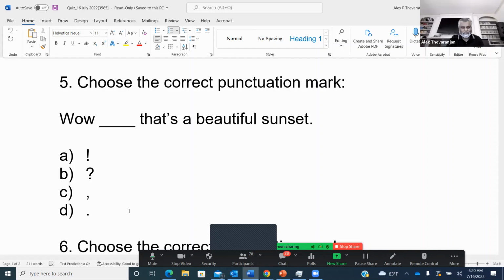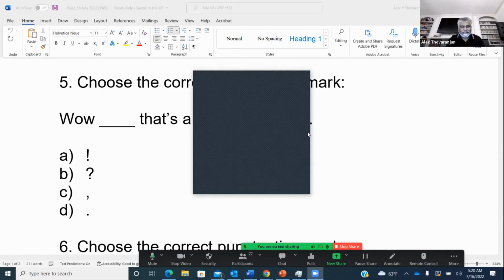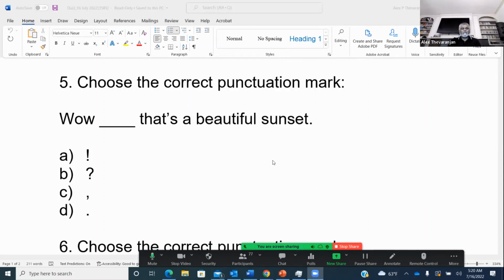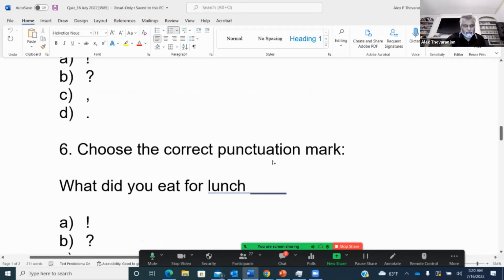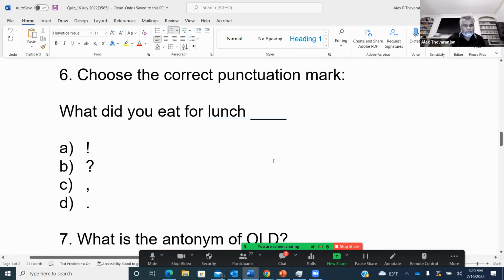Chat box answers are in. All right. Very good. I think teacher is going to be very happy. Whenever you want to express an emotion, you use an exclamation mark. Wow, that's a beautiful sunset. Wonderful.